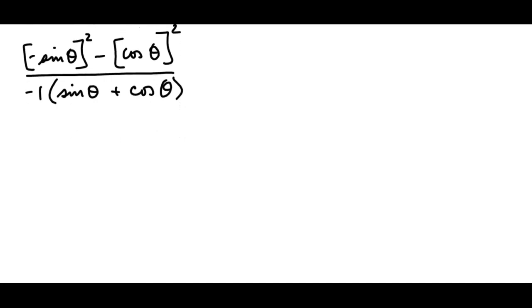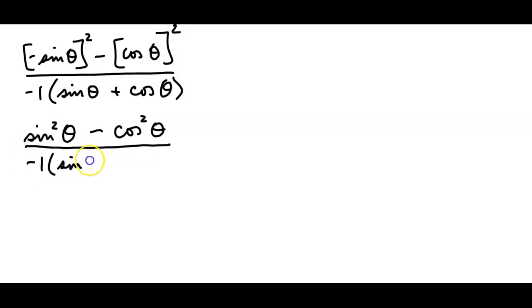Now, when I square the first square brackets, the negative sine theta, that's going to become positive because I'm squaring it, and so it's going to be sine squared theta. It's not negative, it's positive because you're squaring that negative sine theta. Okay, the minus sign is still there. Cosine theta squared, we're going to write it in the other form, cosine squared theta. That's how we normally see it. Okay, over -1 times sine theta plus cosine theta.